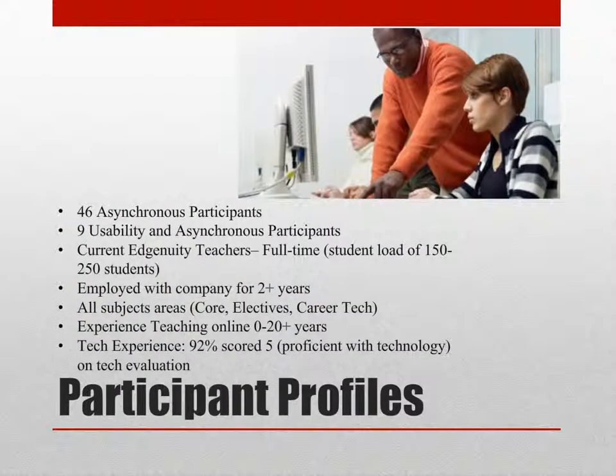As far as participant profiles, for those who participated in my study, there were 46 asynchronous participants. That means 46 participants went through the training module and completed the embedded evaluation surveys. There were 9 usability and asynchronous participants. This means they did the usability test plus the embedded surveys. This pool was gathered from our current Ingenuity teachers, who had a full-time load of 150 to 250 students. They were also employed with the company for 2+ years, and they were working in all content areas, including core, electives, and career tech. Their experience teaching online ranged from 0 years to 20+ years.